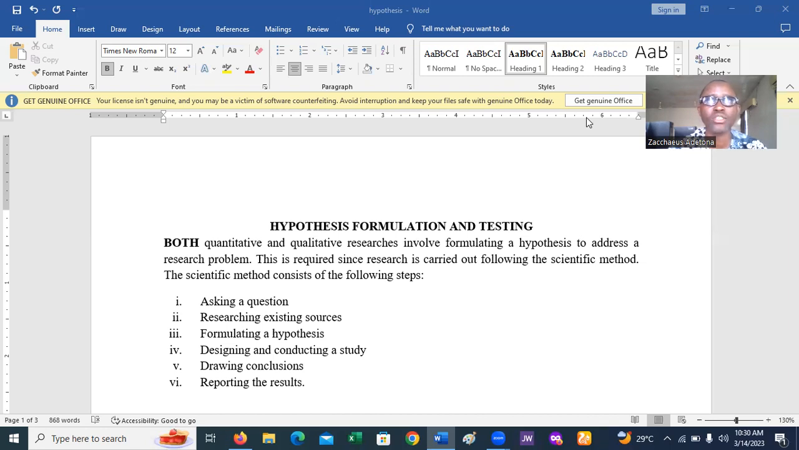1, asking a question. Why will you ask a question? You can ask a question because you have observed something. You have observed the world around you, and you want to know what is taking place. You want to find out what actually is the situation. So you need to ask a question about that. Now, after asking the question, the next thing to do is to research existing sources of information.